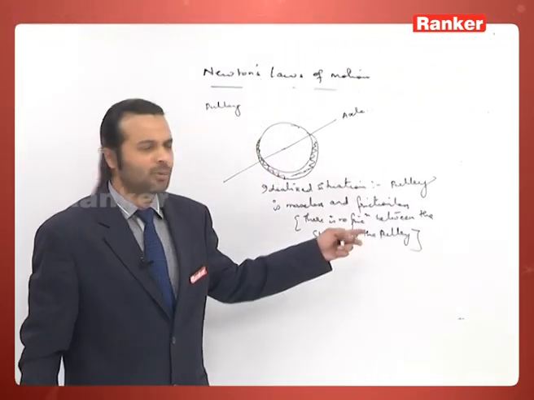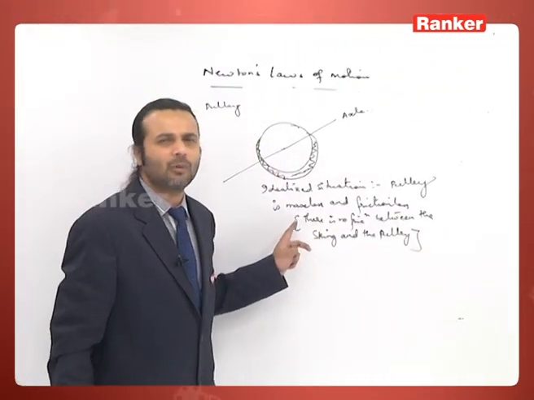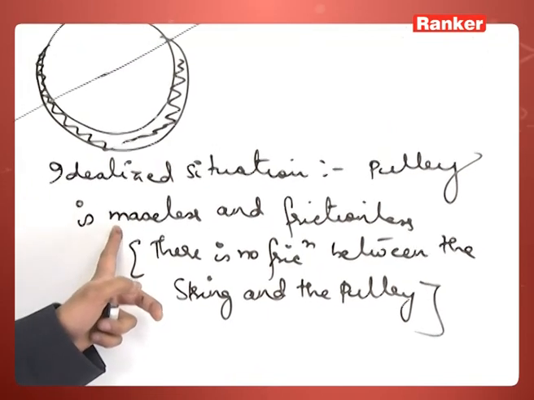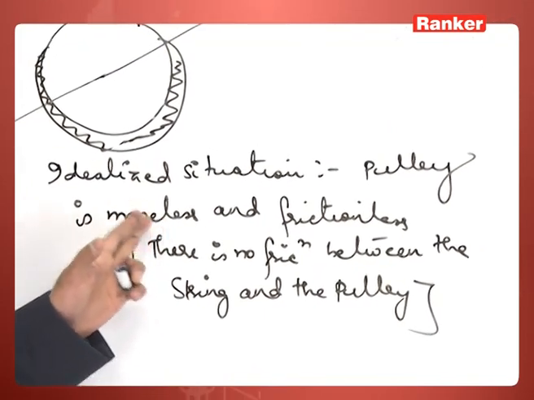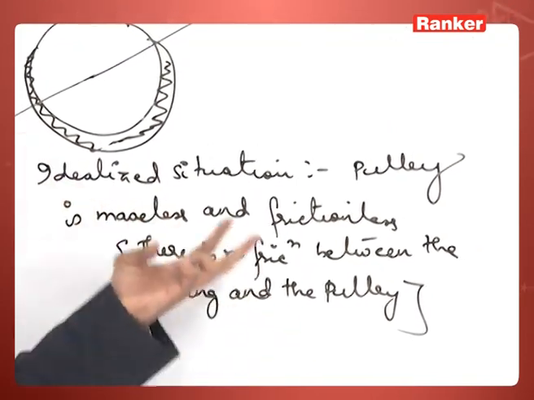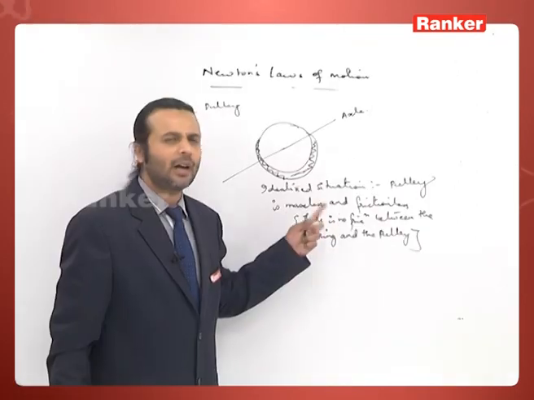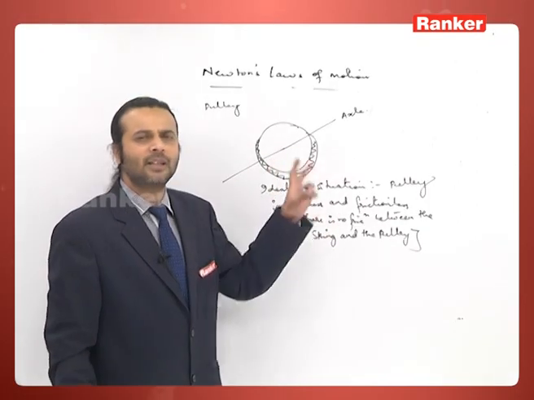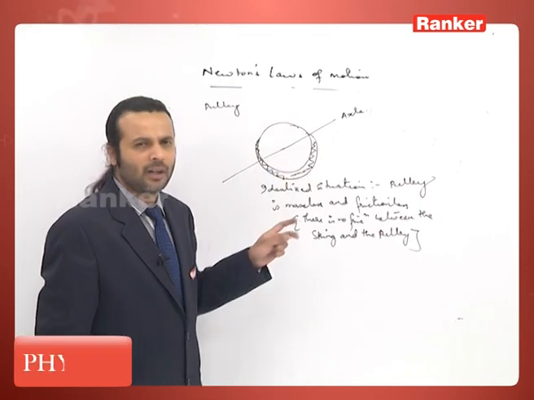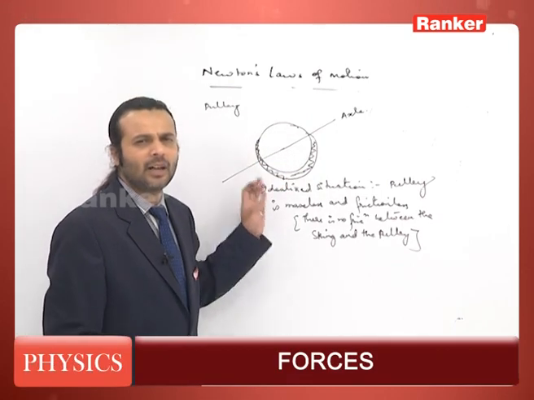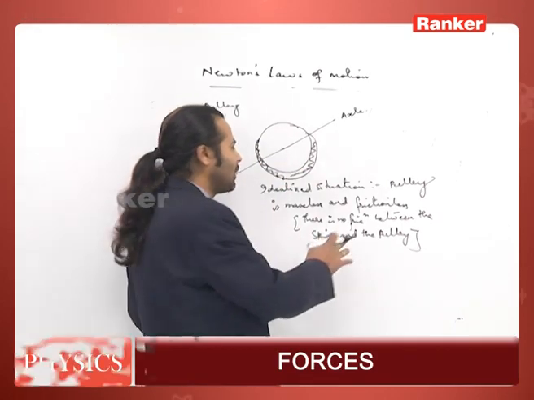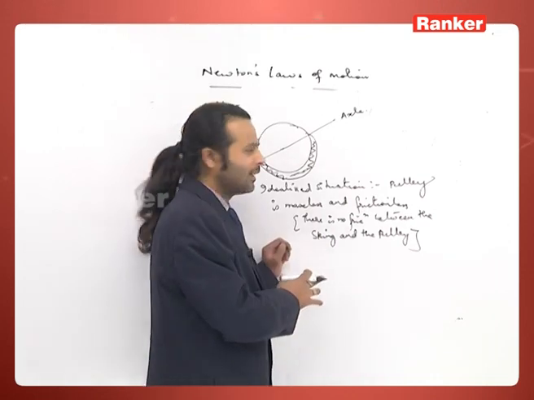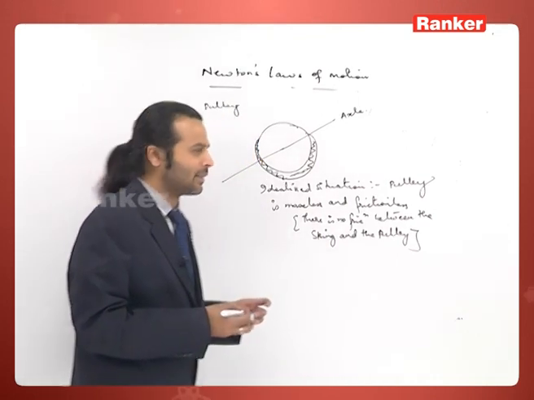This kind of situation we will have in rotational mechanics, where the pulley has certain mass and there is certain friction between the pulley and the rope, which makes the pulley rotate. But here we are not taking that case. Here there is no friction between the pulley and the string, and the pulley is massless.